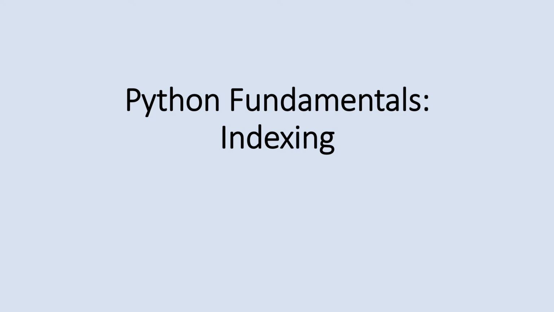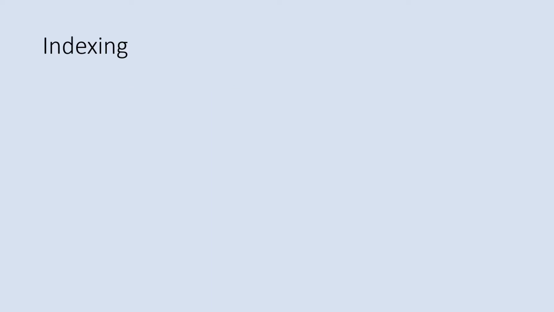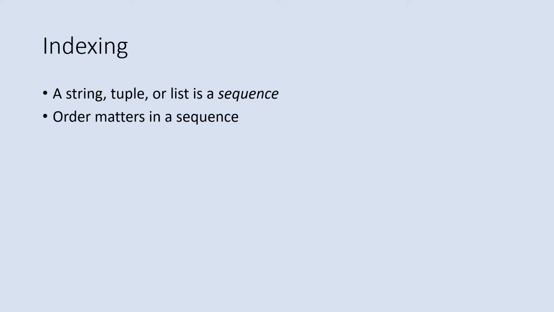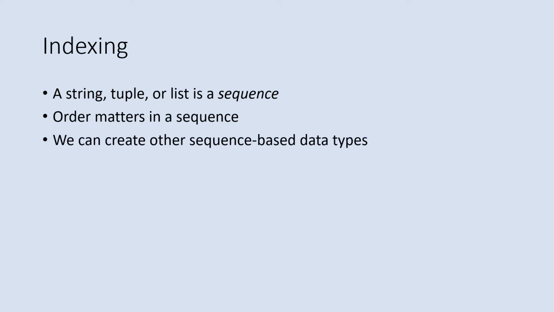Let's take a look at indexing in Python. A string, tuple, or list is an example of a sequence in Python, which is a situation in which order matters. We've seen that order matters in strings, tuples, and lists. There are other types of sequence-based data types as well. We're going to create some ourselves soon.